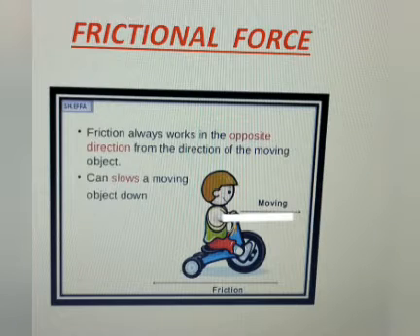Hello children, in the previous video we discussed frictional force or friction. In this video we will discuss frictional force in detail. Children, we will again revise what frictional force or friction is.